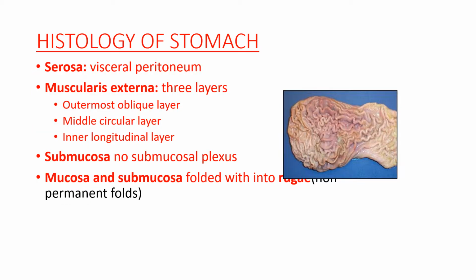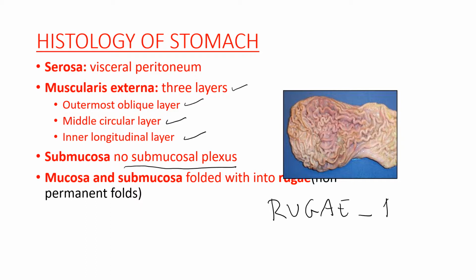The serosa of the stomach is the visceral peritoneum. Remember that the external muscularis externa of the stomach has 3 layers as opposed to 2 in other organs of the GI tract. The 3 layers will be the oblique layer, the middle circular layer, and the inner longitudinal layer. Remember that the stomach has no submucosal plexus. Also, the mucosa of the stomach is folded into folds called rugae.